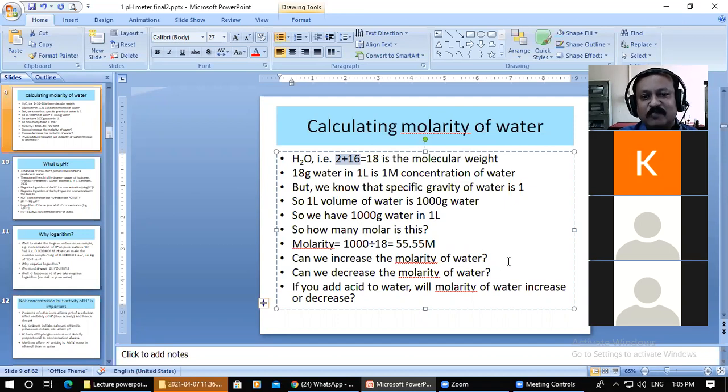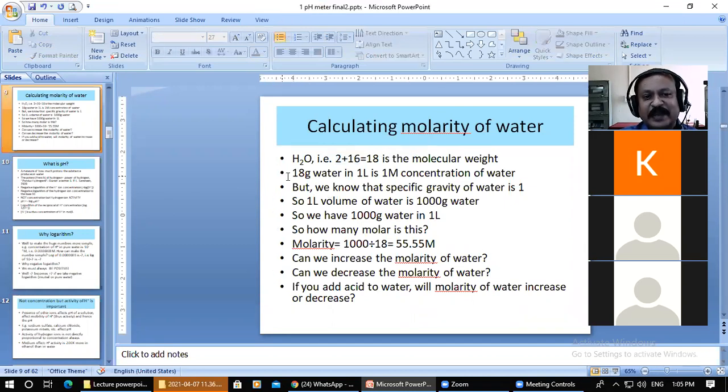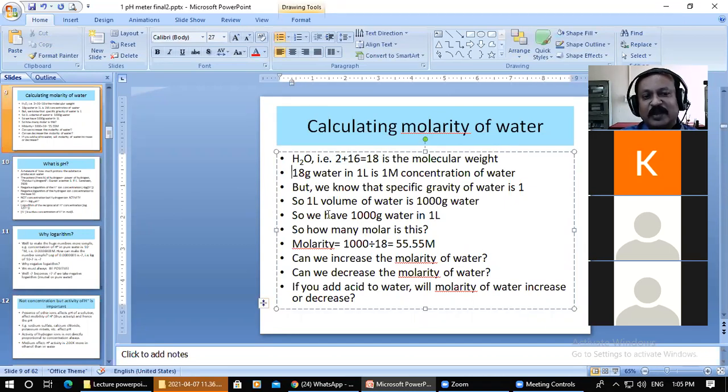Okay, now what I'm going to tell you is this: 18 gram of water. The molecular weight of a substance expressed in terms of gram per liter, that is 1 mole, isn't it? Everybody knows that definition, right? So let me calculate it like this: if we take 18 gram of water in 1 liter, that will be 1 mole of water.